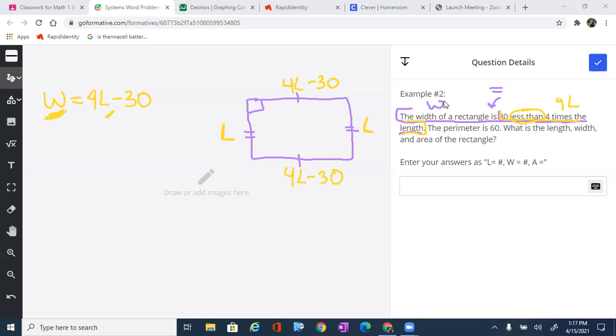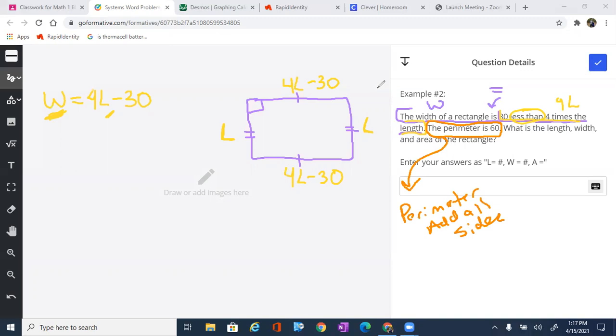So we go back to the statement that involves the perimeter. The perimeter is 60. And as we do this, we have to remember the perimeter means that we are going to add all the sides, because the perimeter is the distance around the boundary of the shape.